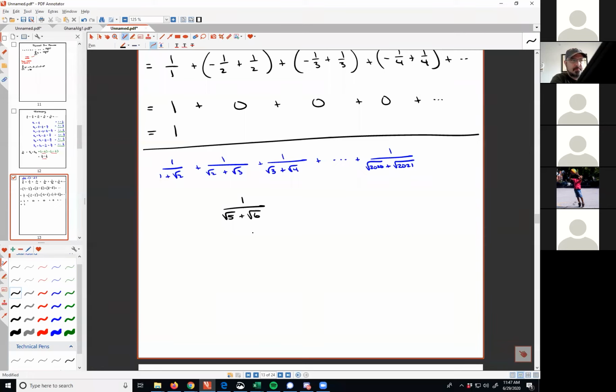You could multiply the numerator and denominator by the square root. So it'd be root 6 plus root 5. Yeah, you multiply by the conjugate. Here's what I call this: cleverly multiplying by 1.